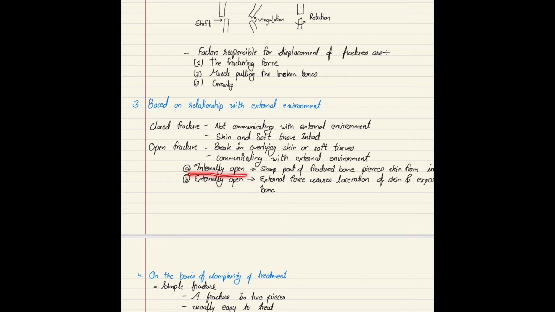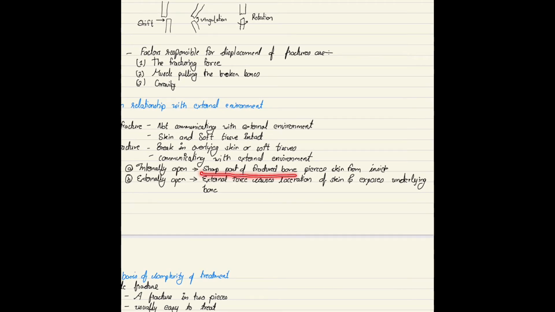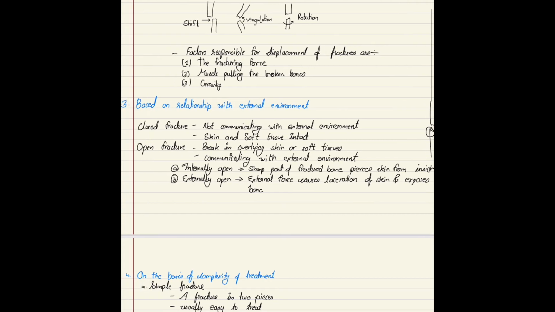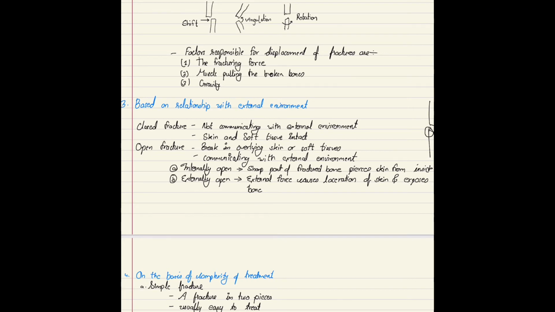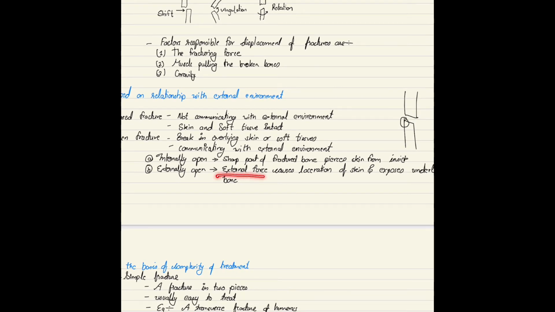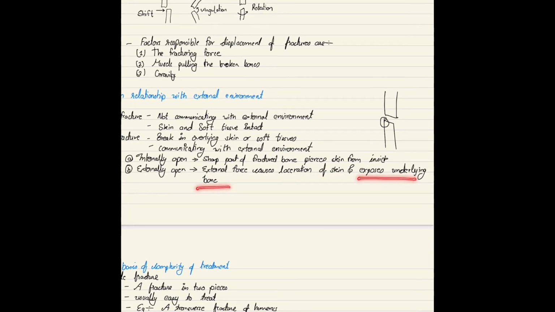Okay, so the internally open, the sharp part of fractured bone pierces the skin from the inside. Okay, so let's say if this is a fracture right here, then you can see this pointed sharp part of the bone. So this fractured edge will pierce the skin from the inside and the bone will get exposed to the external environment. So this is in case of internal open fracture. In case of external open fracture, the external force will cause the laceration of the skin and it will expose the underlying bone.